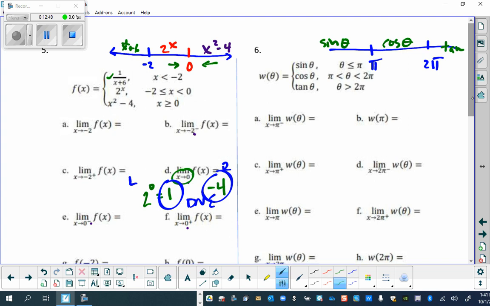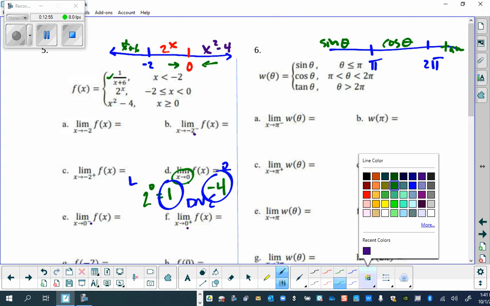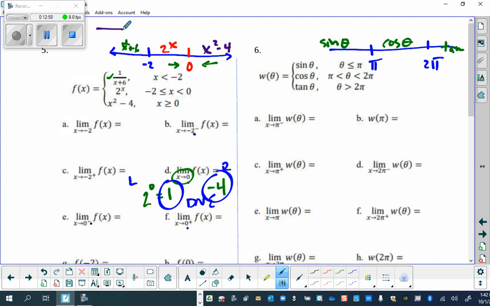So I'm looking at x approaching negative 2, and I'm coming from the negative side. Because I'm coming from the negative side, I want this function here, 1 over x plus 6. So I'm going to do 1 over negative 2, and that's going to be plus 6.